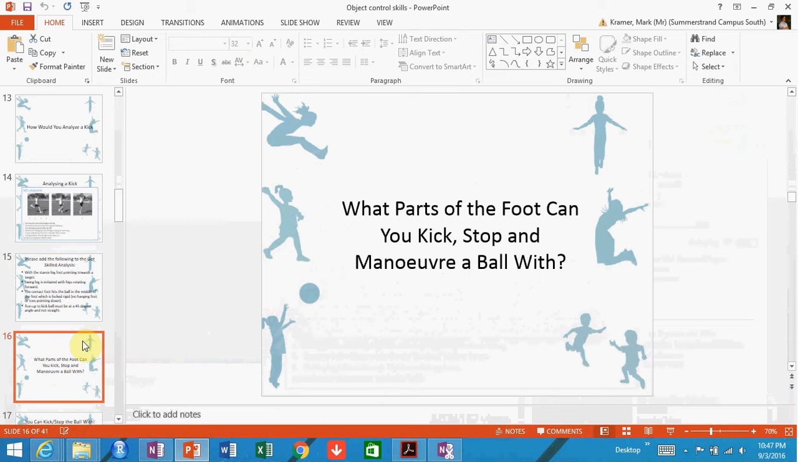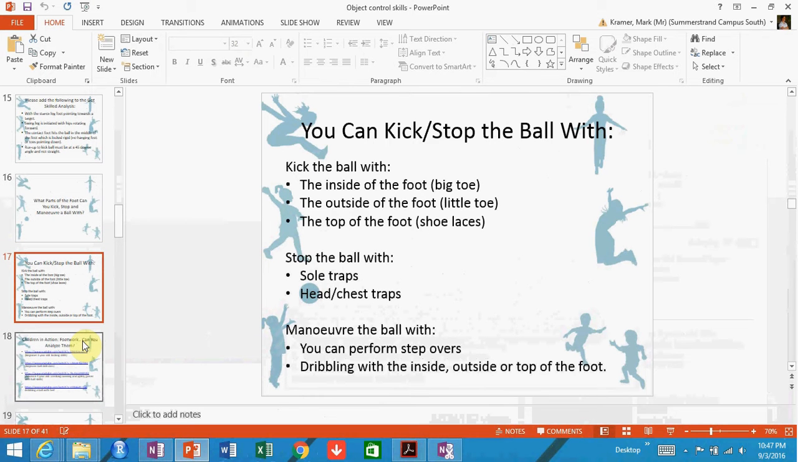Okay. So what part of the foot can you kick with, stop and maneuver the ball with? Those of you who know soccer quite well, this will be natural to you. For those of you who don't, just have a look here. Inside, outside and top of the foot, and that's what you want to show individuals when you're taking them for basic ball skills, and stop the ball with the sole, or you can even stop the ball with your head and chest, and then maneuver the ball.